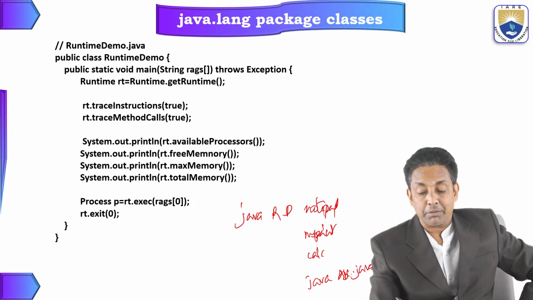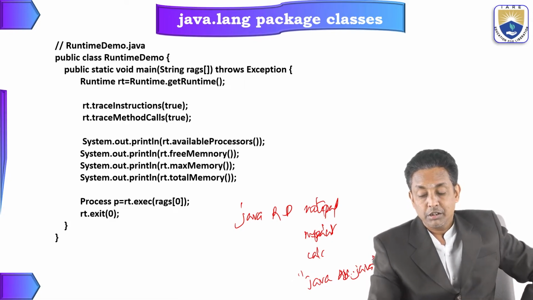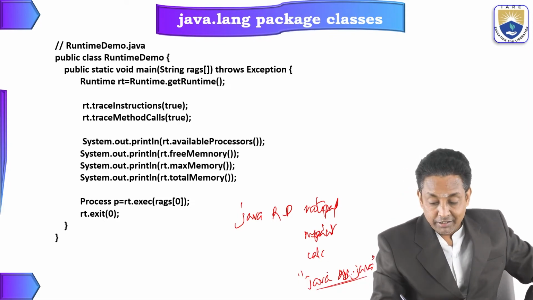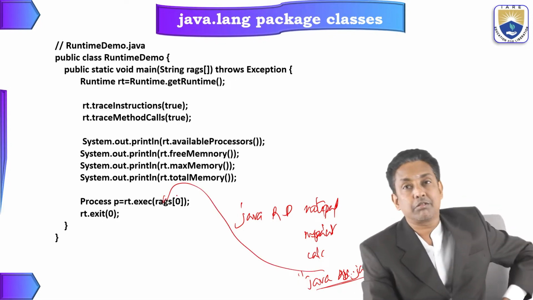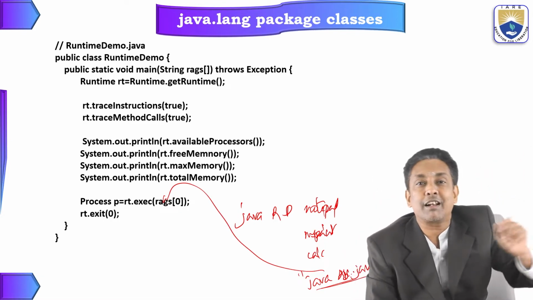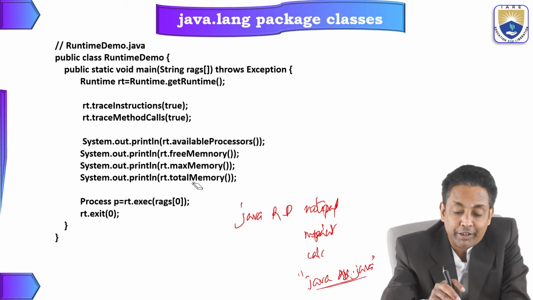But if you give this command, please make sure that you pass this command through double quotation marks. Whatever you enclose in the double quotation marks will be treated as a single string. This string will come to the runtime.exec method. And then from a Java program, we can compile and run other Java programs.